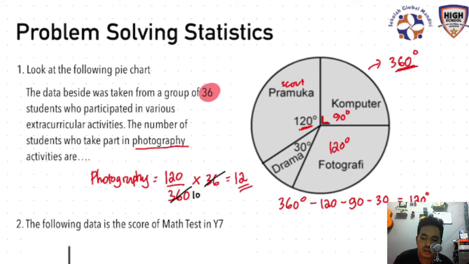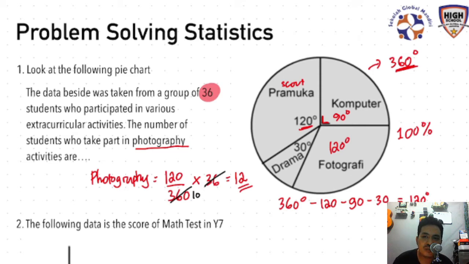Remember, we use 360 to find the total degree of a circle, but we can also use just 100%. If the question uses percentages rather than degrees, just use 100% for the denominator. For example, the pramuka is 30%, computer is 25%, cinematography is 50%. Then to find the percentage of photography, you subtract from 100 all of the other percentages. Okay, that is for question number one.